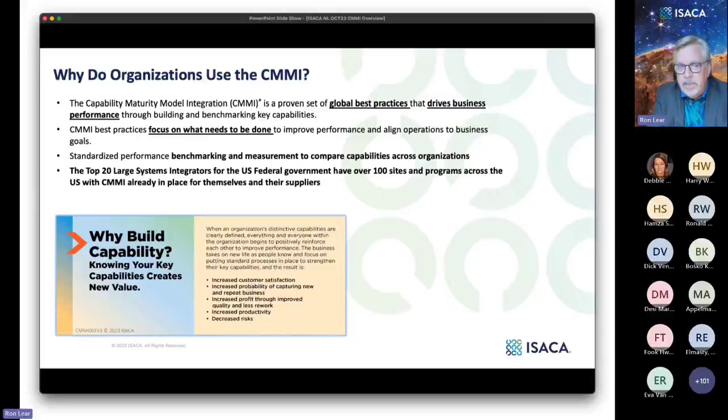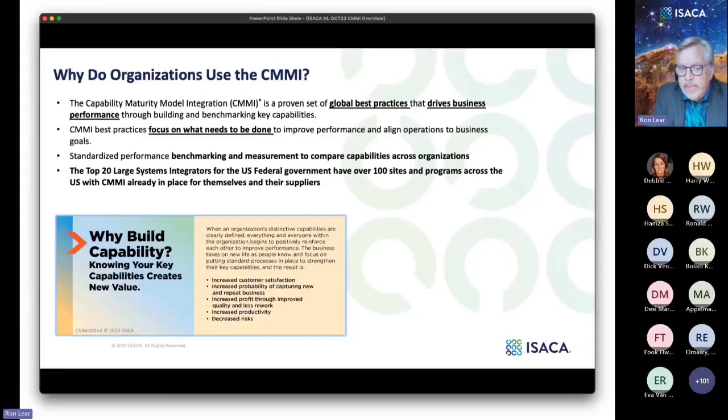But given how we've done maturity levels, it gives us the ability to do standardized performance benchmarking and measuring of these capabilities across multiple organizations. As one example, the top 20 large system integrators for the U.S. federal government currently have over 100 sites and programs across the U.S. and North America, and they're already using CMMI for themselves and for their suppliers to address some of these capabilities that you see here: better customer satisfaction, getting repeat business, increased profitability, increased quality, less rework, better schedule performance, better cost performance, decreased risks. So the CMMI is helping organizations address all of these.